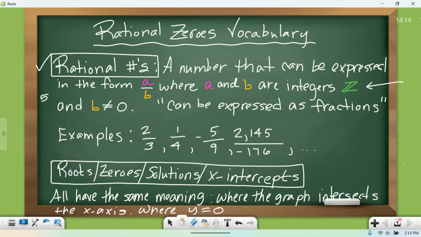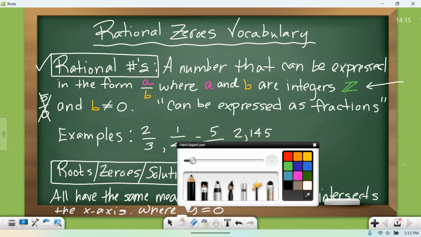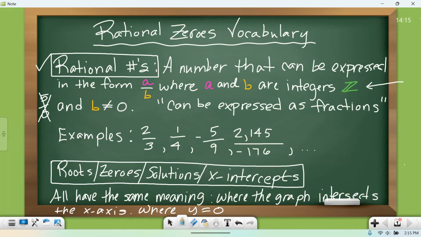I can't have 5 divided by 0. That's not a proper fraction. So b cannot be 0. Basically, it's numbers that can be expressed as fractions. And I know you can see my screen. If you look at the examples here, you have 2/3, 1/4, -5 over 9, 2,145 over -176.